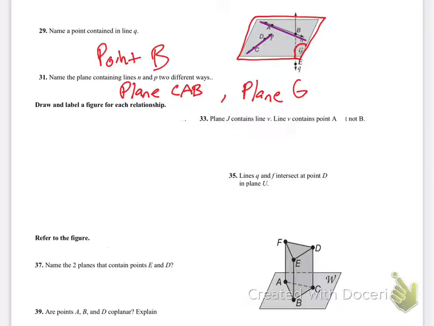33. Plane J contains line V. Line V contains point A. What's going on with this one? But not B. Okay, so this one's kind of a tricky one. Plane J, did that wrong again. So I just draw plane J. Contains line V. Okay, so I got this right here. Say this is line V, and then it contains point A, but it doesn't contain point B.